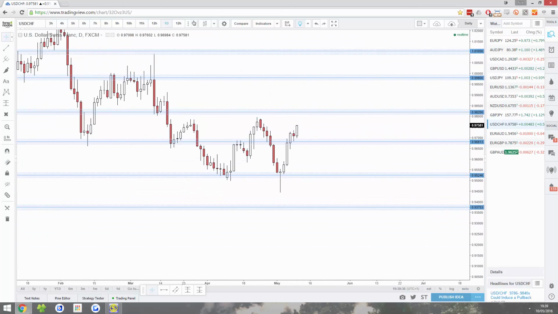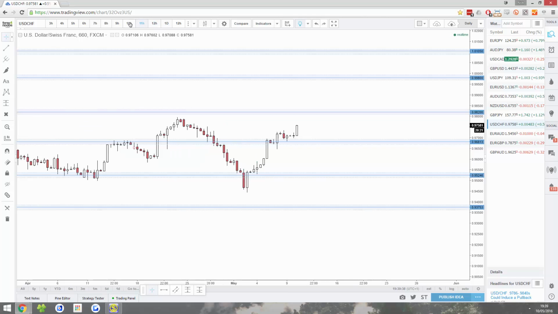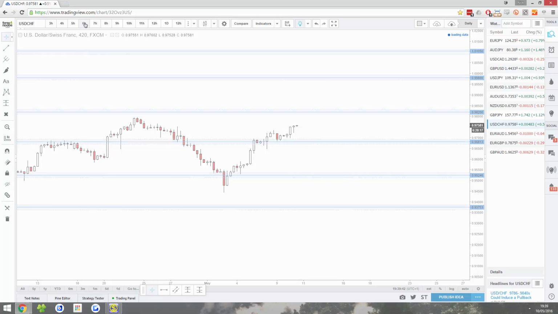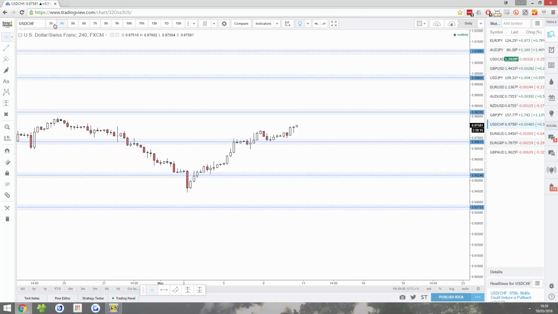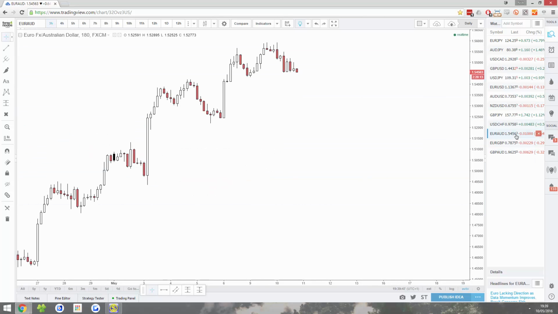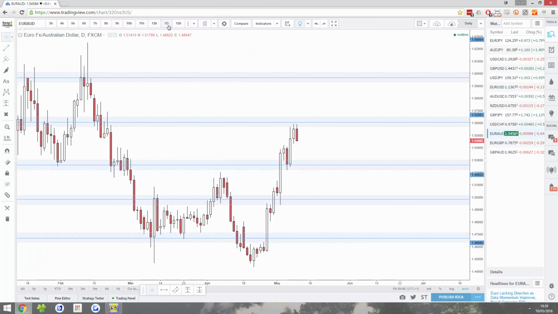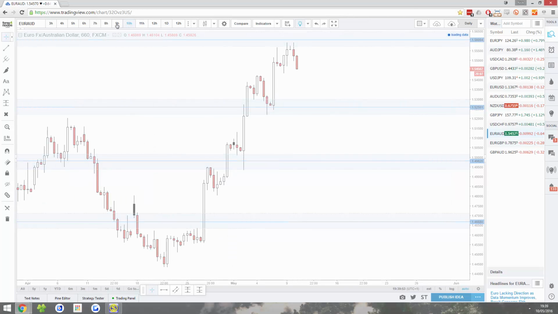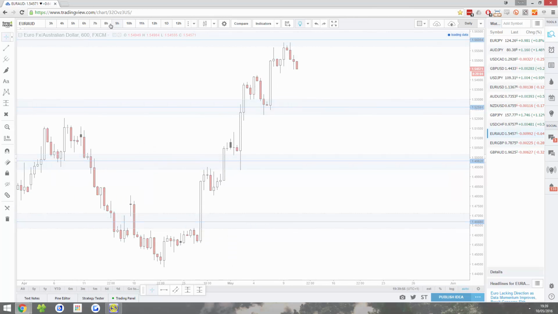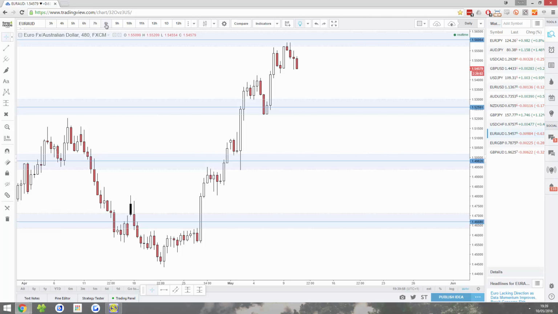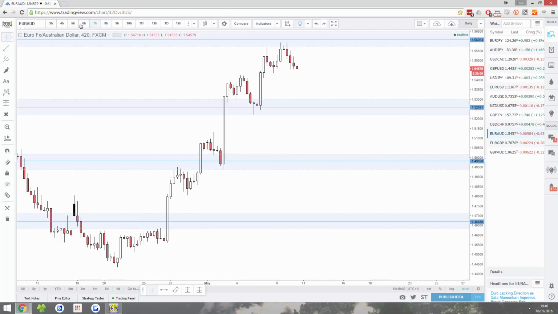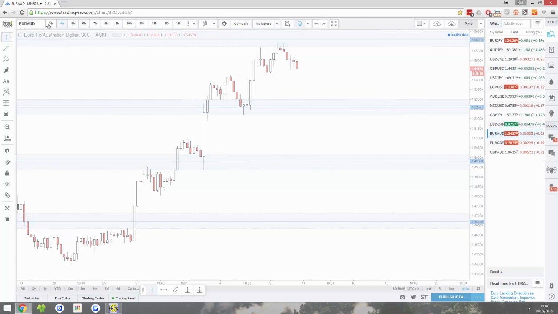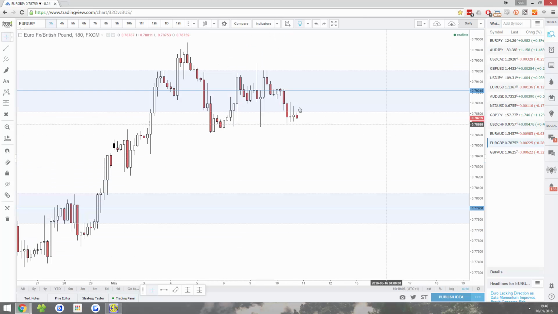Okay, so USDCHF. It's in between two support resistance areas, so not much potential for anything here. Euro AUD, again, between two support resistance areas, so yeah, nothing going on here. Euro GBP.